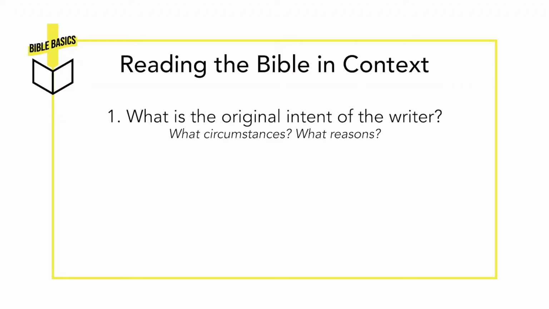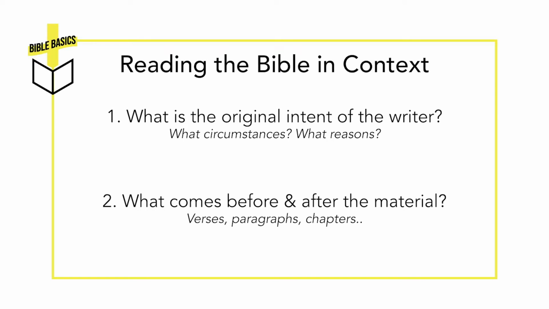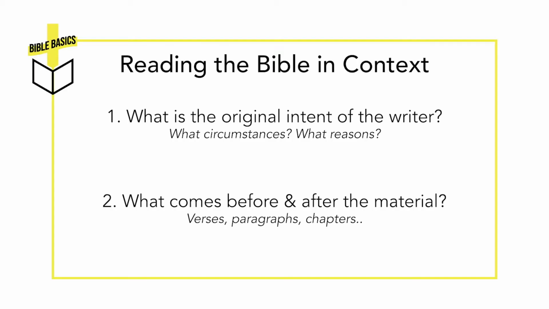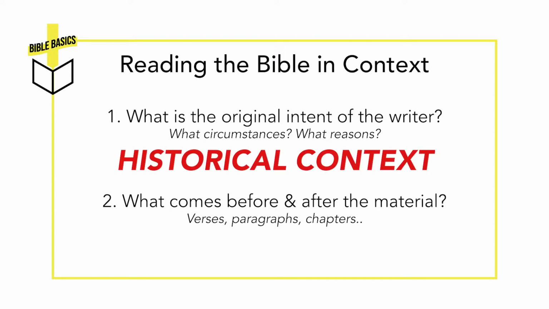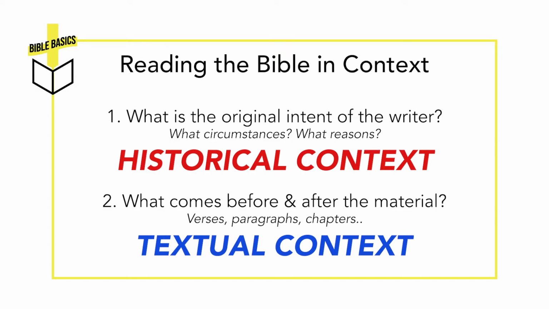When we speak of context in reading and studying the Bible, we think first of what was the original intent of the writer, what were the circumstances and reasons behind the writing. And secondly, we look at the material around that passage. For instance, as far as a sentence or two before and after, as far as a paragraph before or two after, and even as much as a chapter before or after. The first, where we are looking at the reason and circumstances, is known as historical context. The second, where we look at the material around what we're reading, is known as textual context.